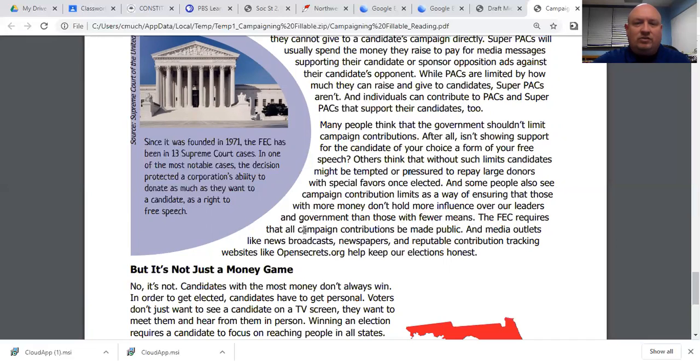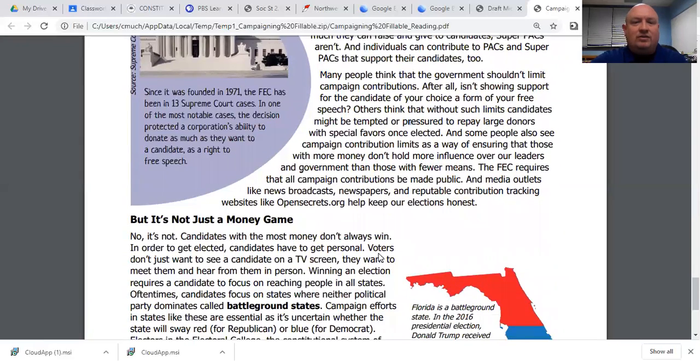The FEC requires that all campaign contributions be made public, and media outlets like news broadcasts, newspapers, and reputable contribution tracking websites like opensecrets.org help keep our elections honest. That's not to say that there aren't places, like political action committees, where you can give a lot of money. Not every dollar is made public, despite what's said here. There's still a lot of money out there.